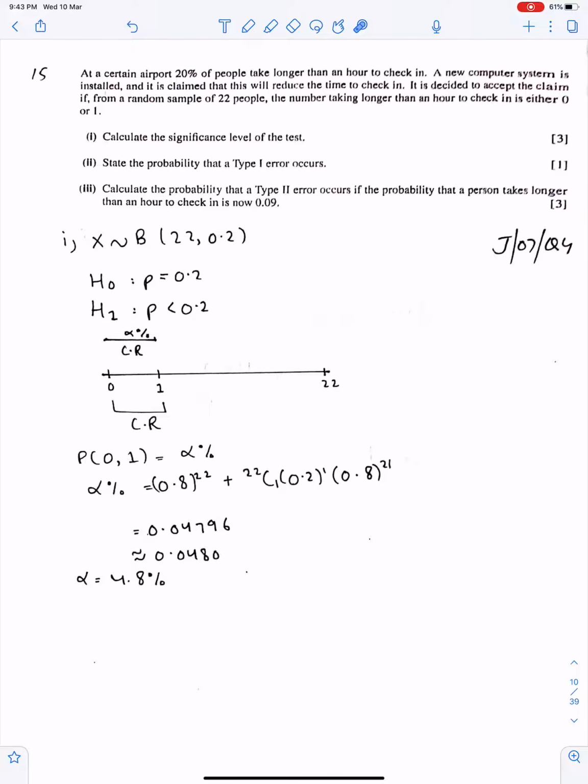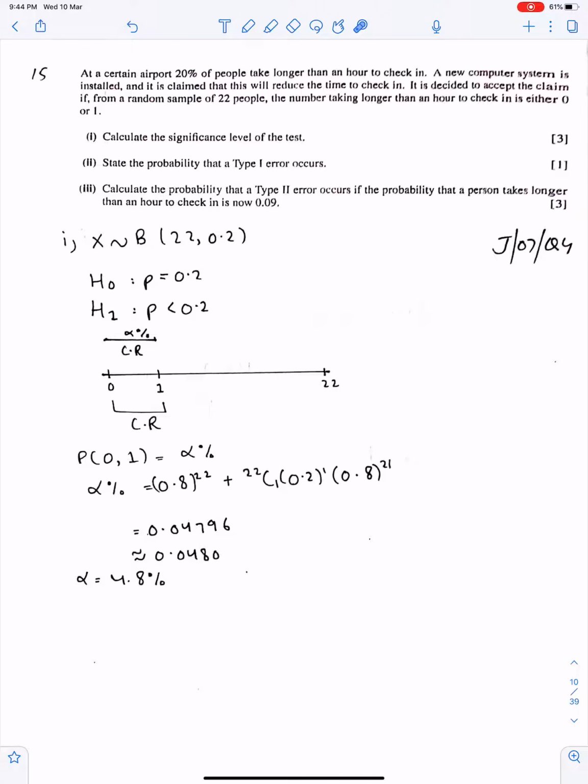Next question. At a certain airport, 20% of people take longer than an hour to check in. Again, this is the binomial situation. P is 20%. A new computer system is installed and it is claimed, now the claim is H1, that this will reduce, that means lesser sign, the time to check in. It is decided to accept the claim from a random sample of 22. This is n. The number taking longer than an hour to check in is either 0 or 1.